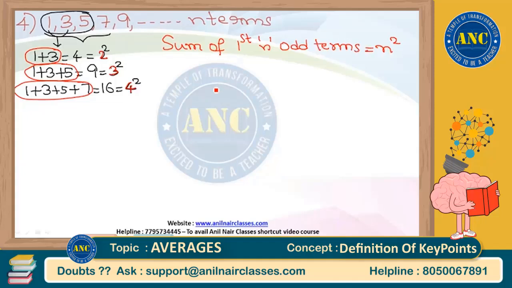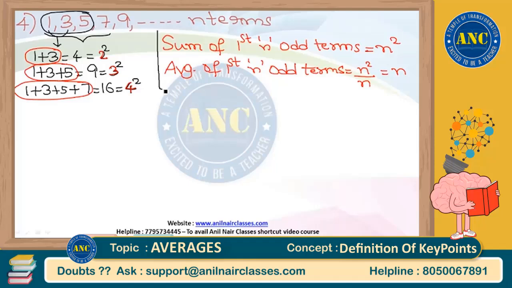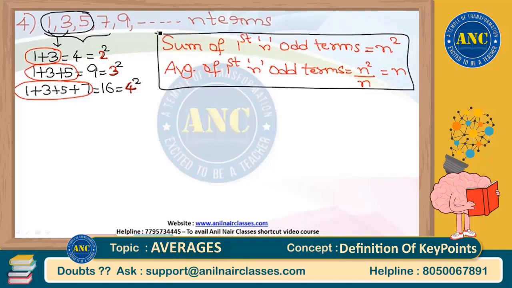But we are not interested in sum. We are interested in average. Average of first n odd terms. Average is nothing but sum divided by total number of terms. Sum is nothing but n square. Totally there are n terms. N square divided by n is how much? It is nothing but n. Very, very important point. Average of first n odd terms is nothing but n.